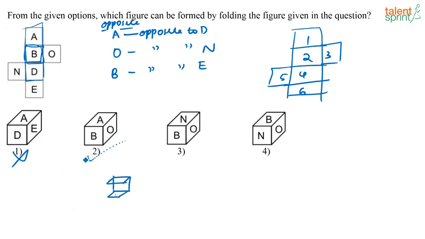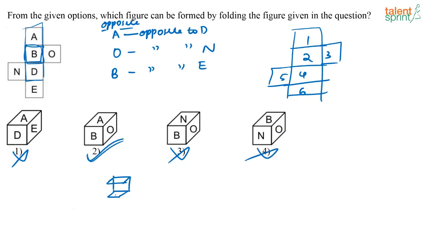Now let us check the other options also. N, B, O. Again, can B and O be adjacent to each other? Sorry, N and O. B and O are adjacent to each other, that we know. Can N and O be adjacent to each other? They cannot, because they are going to be opposite to each other. So not possible. Similarly here, N and O cannot be adjacent to each other. They are opposite to each other. Not possible.